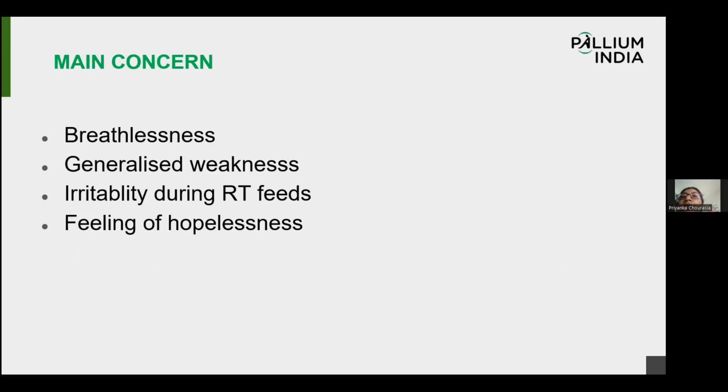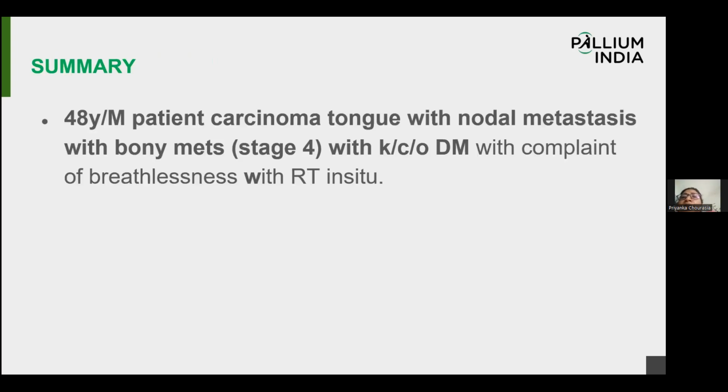Now the main concern is, after 2 days of admission to our ward, the patient had a complaint of breathlessness and needed oxygen support, and a feeling of generalized weakness. Since RT was put, he felt irritable during feeds and a feeling of hopelessness. So this is the case of a 48-year-old male patient, carcinoma tongue with nodal mets and bony mets, with known diabetes, now with complaint of breathlessness with RT in situ.